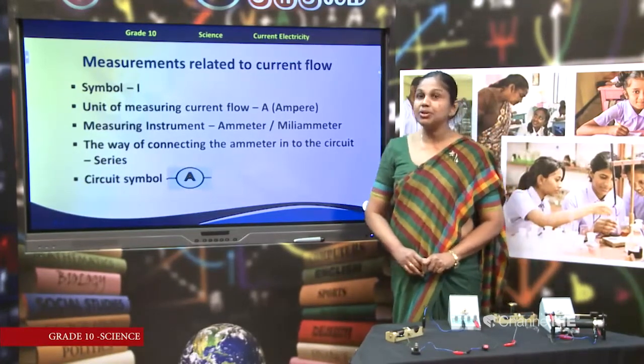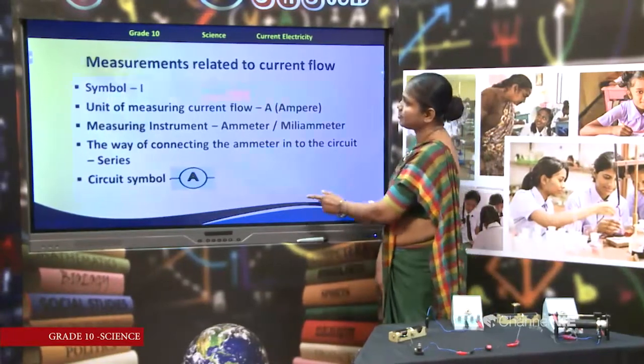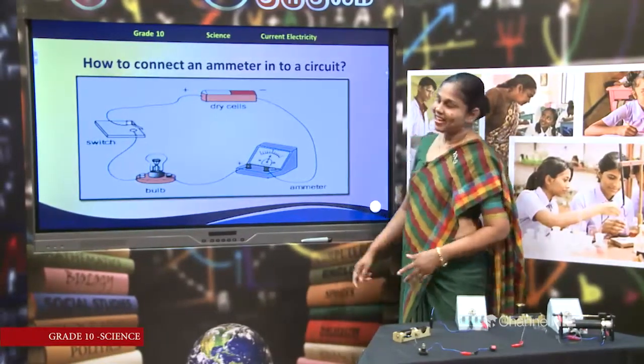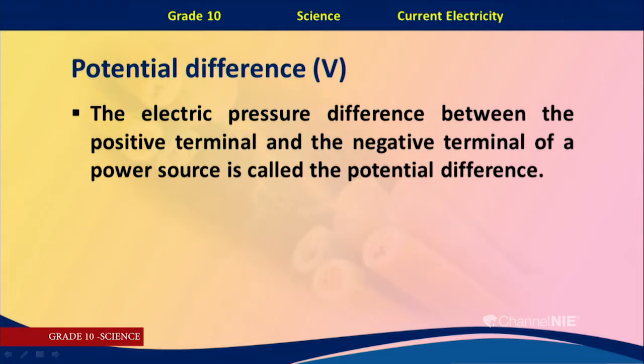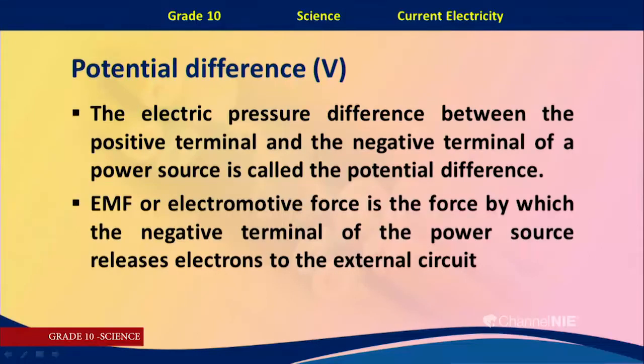Now, we are going to learn about potential difference. This is the circuit we arranged initially, right? Now, what is the potential difference? The electric pressure difference between the positive terminal and the negative terminal of a power source is called potential difference. There's another term called EMF or electromotive force. It is also measured by the unit volt. Potential difference is also measured by the unit volt.